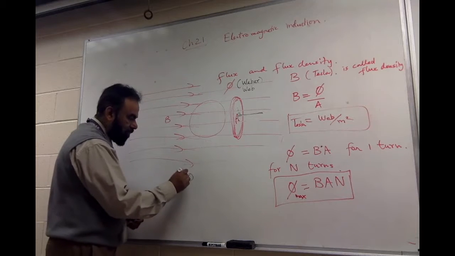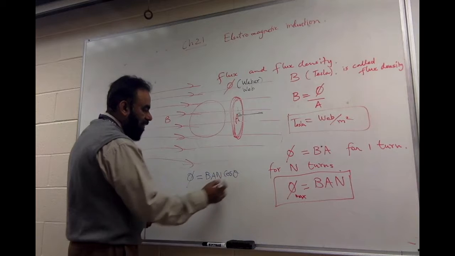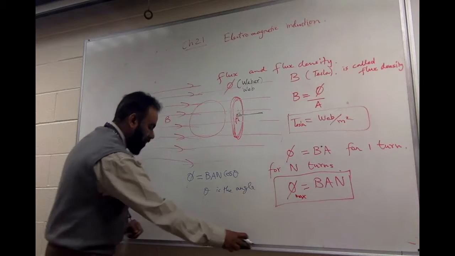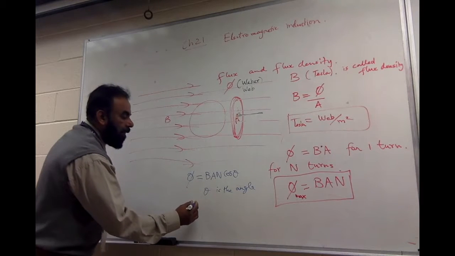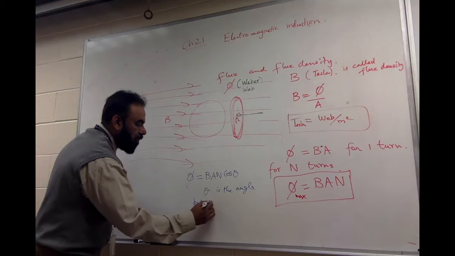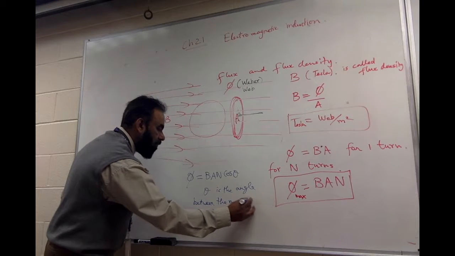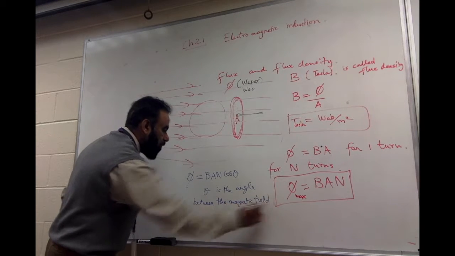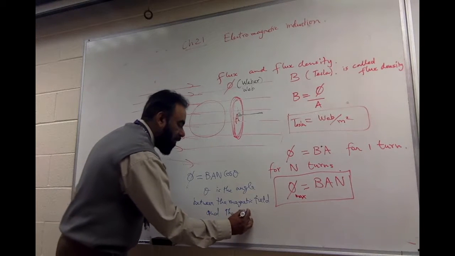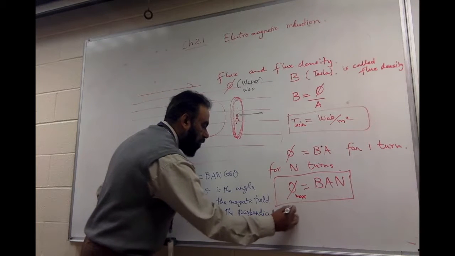So you can write that down. Flux is equal to BAN cosine theta, where theta is the angle between the magnetic field and the perpendicular to the plane of the coil.